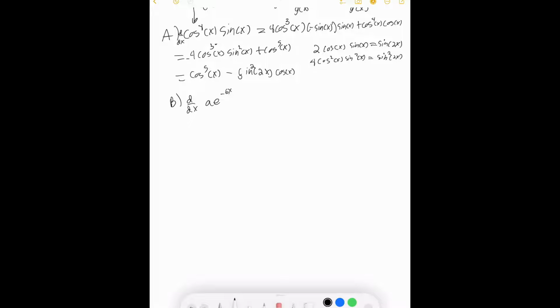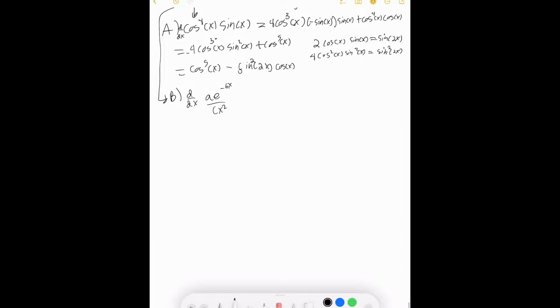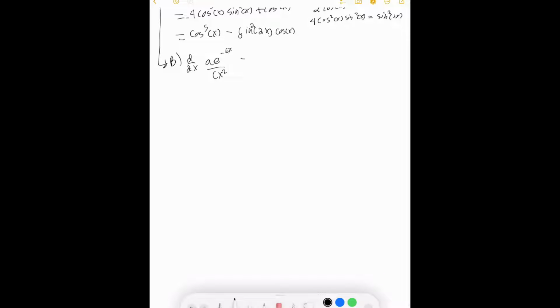It's going to work with exponentials there. So we have the derivative of a e to the negative bx over cx squared, right? So the quotient rule is going to be that top function, the derivative of that top function times the bottom function minus the derivative of the bottom function times the top function over the bottom function squared, right? And I'm showing in the corner right there how to do the derivatives of e to the anything times x.